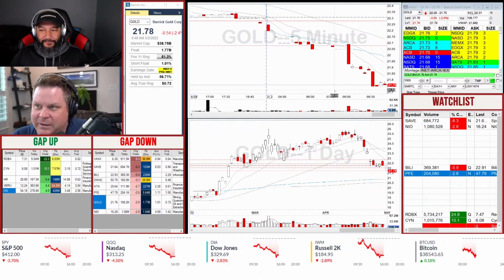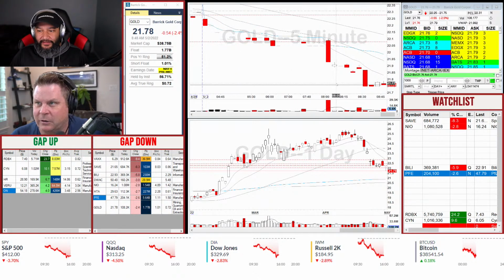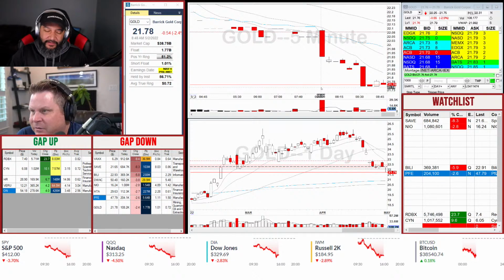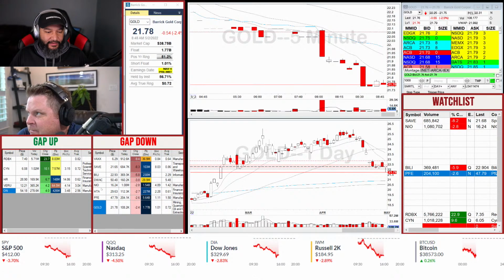This is Barrick Gold. This is not an ETF. This is a company, a gold miner in Canada. That's what I'm saying: there are better ETFs to trade. I'd rather trade an ETF than this one. It just doesn't get great volume.